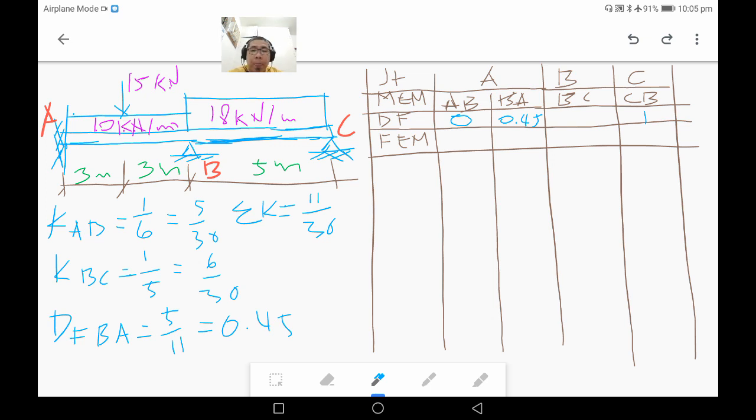Then let's solve for the distribution factor of BC. The stiffness of BC is 6 over 11, because the 30 cancels out. So it is just 6 over 11, and 6 over 11 is 0.55. So this is 0.55.